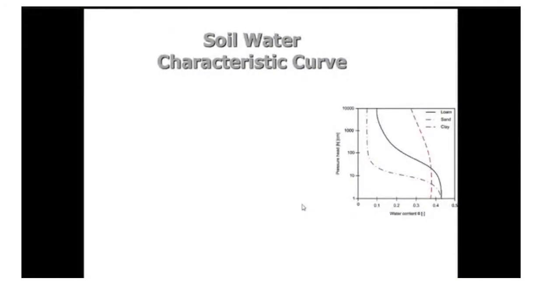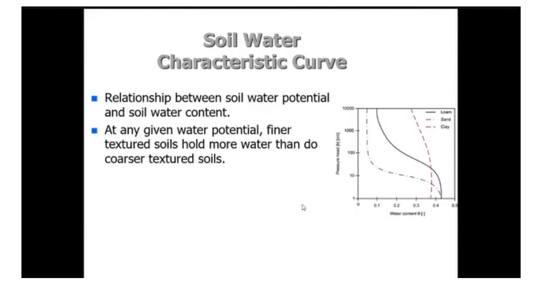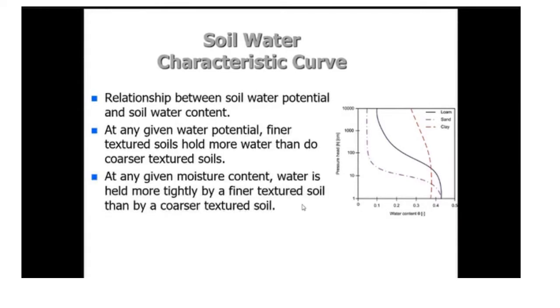There are different things that are very important in the soil and for scheduling irrigation and other things. One of them is the soil water characteristic curve, or what we call the retention curve. It basically shows the relation between the tension or the pressure and the moisture content, and it varies between different soil textures.